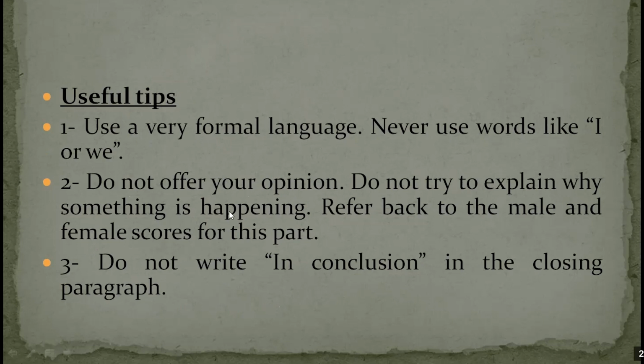Don't try to explain why something is happening. So if you remember the task about males and female scores in examination, don't explain why. Don't say because females like languages, for example, whereas males are good at math. Don't try to explain. You're only describing data and you're not trying to explain data. Task 1 is not a place for you to offer your opinion or explain anything. You can do any of that in task 2. You can offer your opinion and explain and do whatever you want to do. But in task 1, you're only describing the numbers. And finally, don't write "in conclusion" in the closing paragraph.